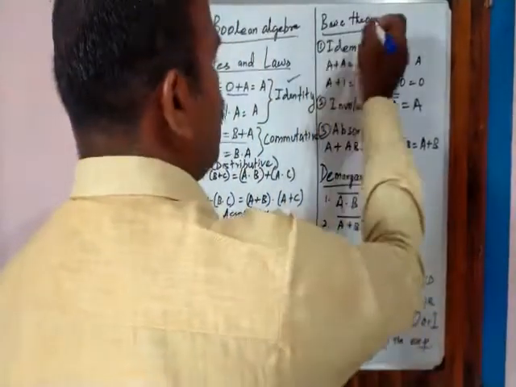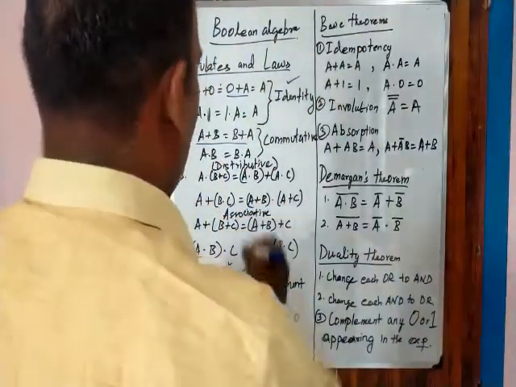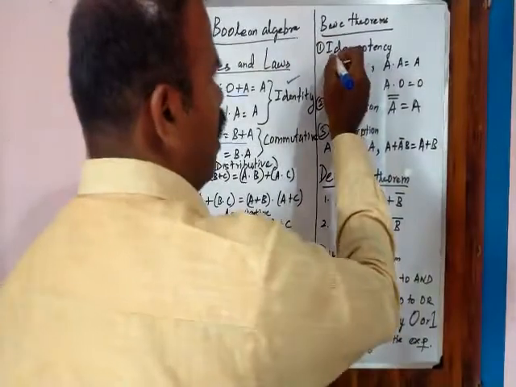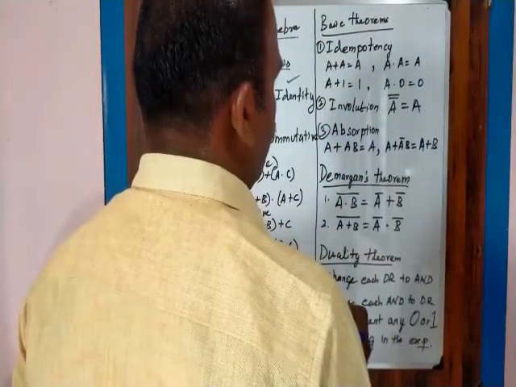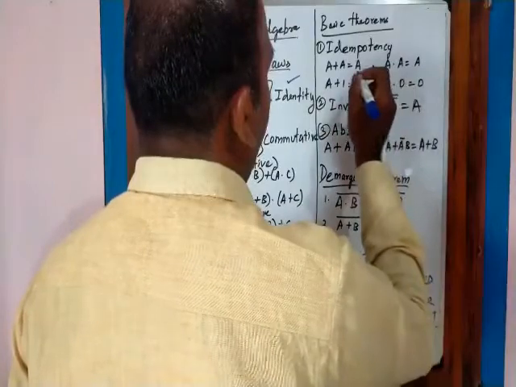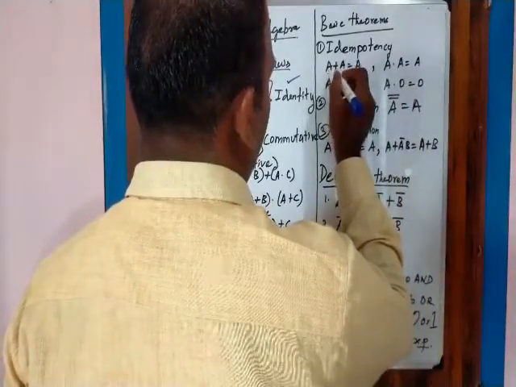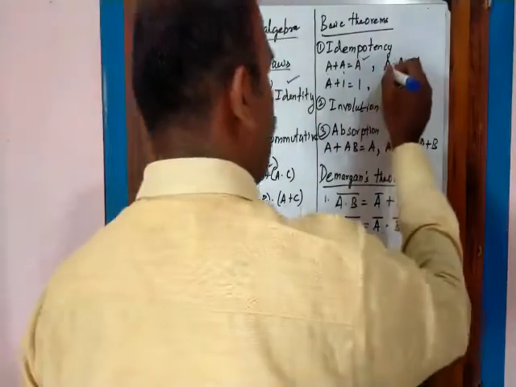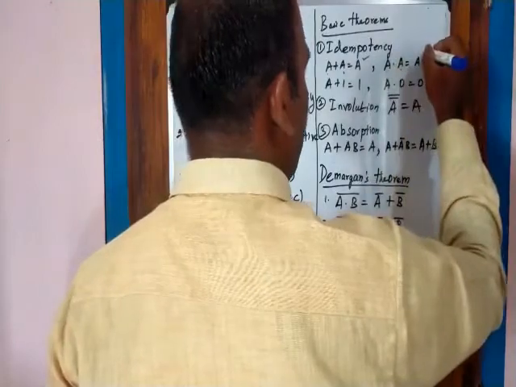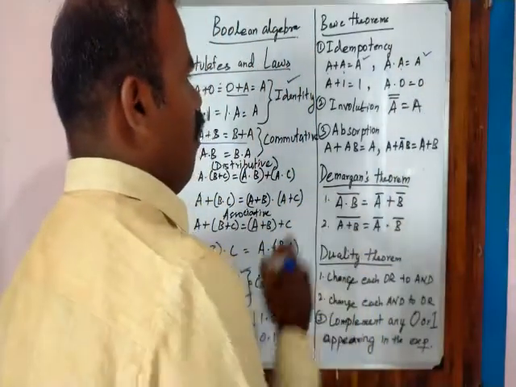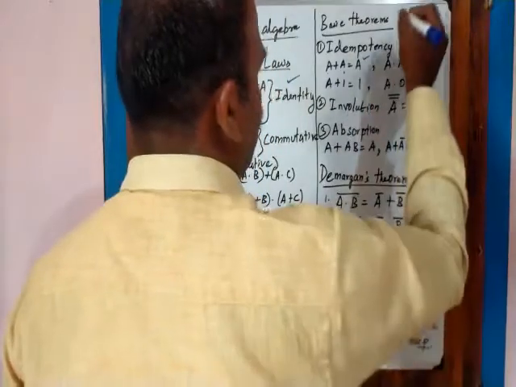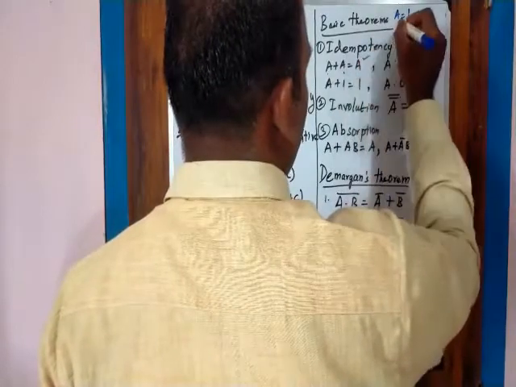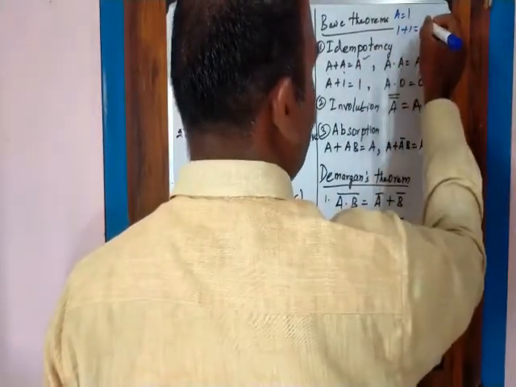Okay, next, basic theorems. These we can also call theorems, and some important theorems are the idempotency theorem. In this theorem, a variable is added with a variable, then the answer is A. Similarly, a variable is multiplied with a variable, the answer is A. We can verify this equation. For example, A equal to 1. So in this equation, 1 plus 1 equal to 1.